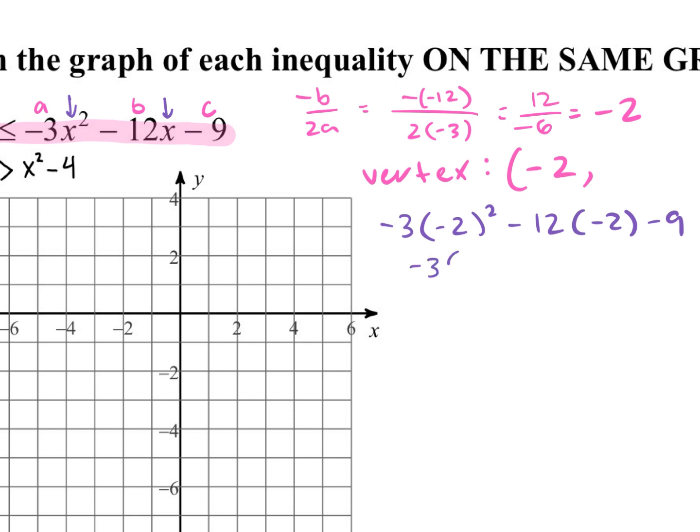So negative 3 times 4 would be negative 12. What's a negative 12 times negative 2? 24 minus 9. So this would be 12 minus 9, which is 3. So 3 is the second number in my vertex. Let's graph our vertex. I'm going to go to the left to negative 2 and up 3.